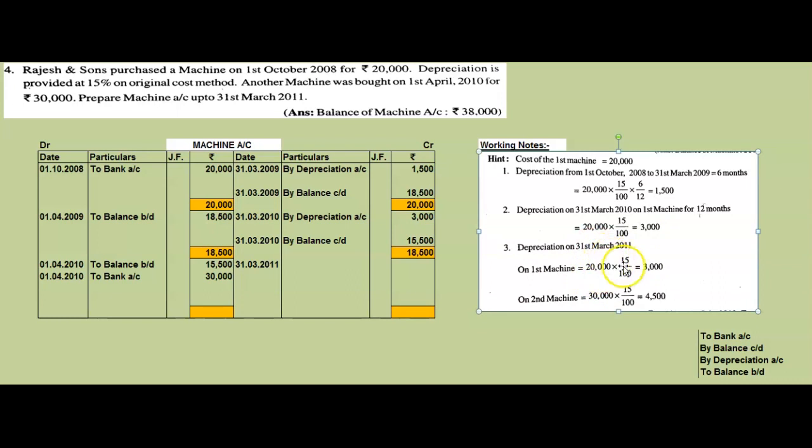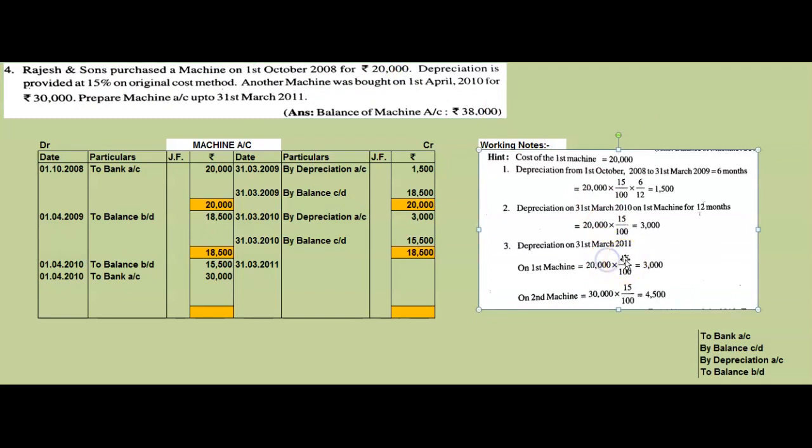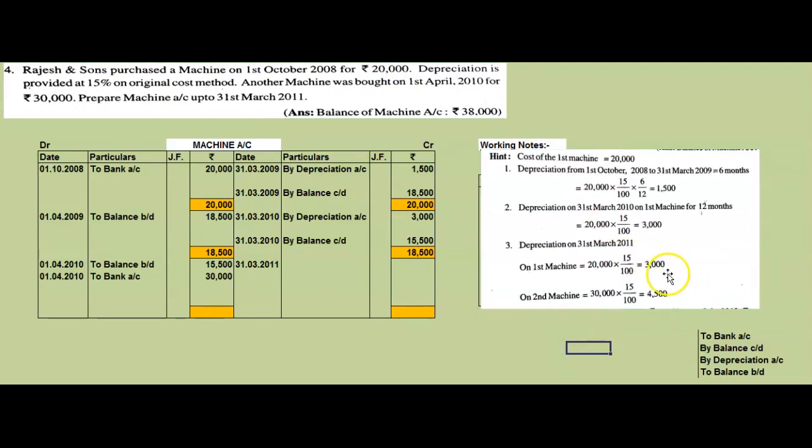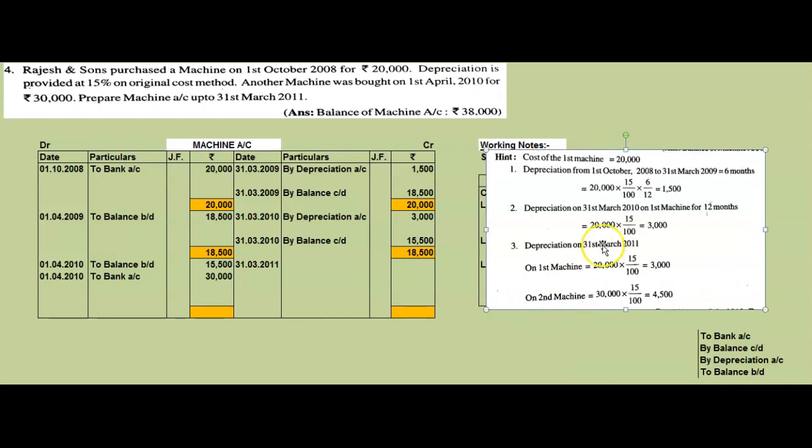This is the straight line method. Always, depreciation should be provided on the cost of the asset. What is the cost of the first machine? 20,000. So on 20,000, he has taken 15 by 100. How much is the depreciation? 3,000. Then on the second machine, what is the depreciation? 30,000 into 15 by 100, that is 4,500.